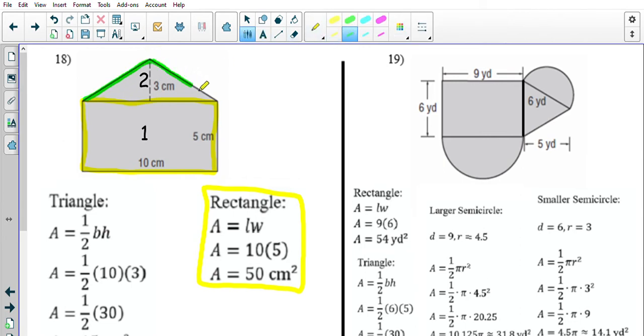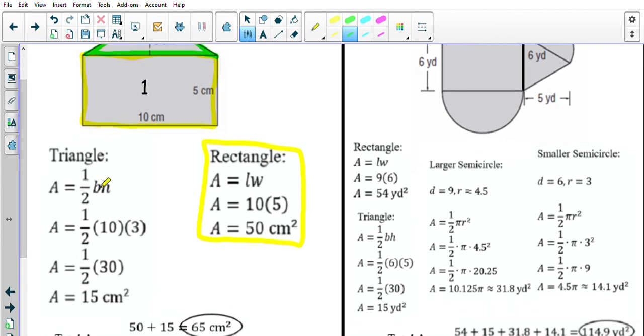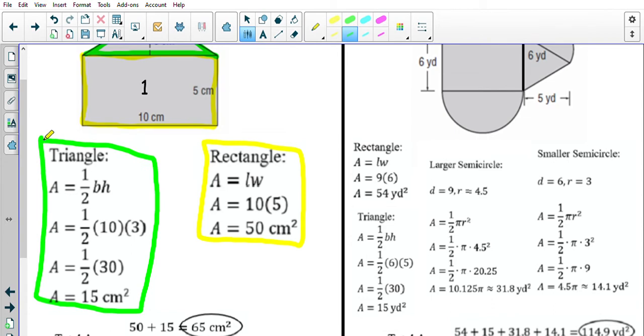So we've got a height of 3, and then this entire distance across is going to be the base. We know that happens to be 10. So we do half times 10 times 3. Again, that works down here. 10 times 3 is 30. Half of 30 is 15. So the area of the triangle is 15. So we add our 50, which came from the rectangle, to our 15 that came from the triangle to get a total area of 65 centimeters squared.